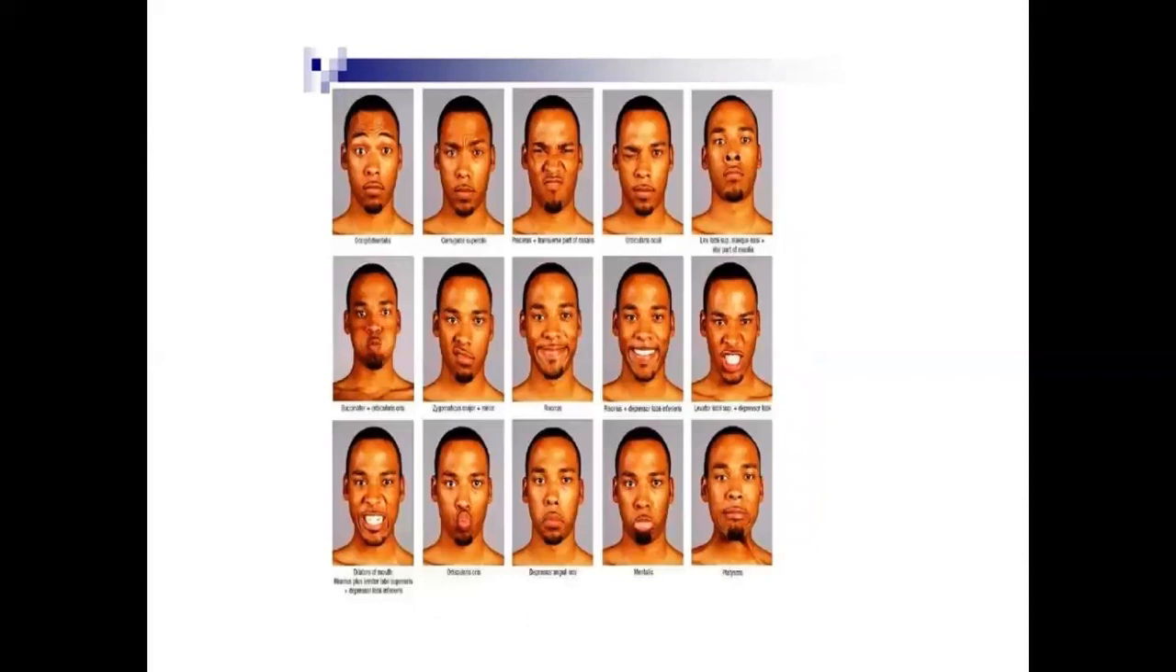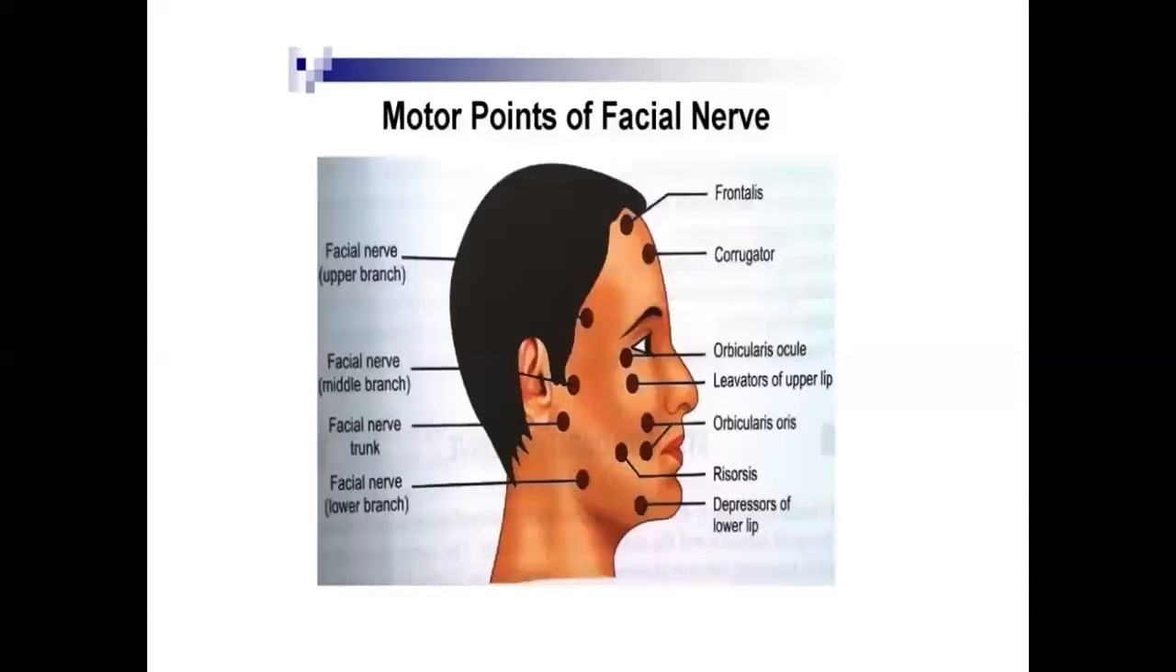Here you can see some movements caused by the motor point. Motor points of the facial nerve, as we can see, this is the frontalis, the corrugator, orbicularis oculi below the eyes, levators of upper lip. We have orbicularis oris, also known as dimples, risorius, depression of lower lip. We have the facial nerve lower branch, nerve trunk at the lateral side, facial nerve, the medial branch.